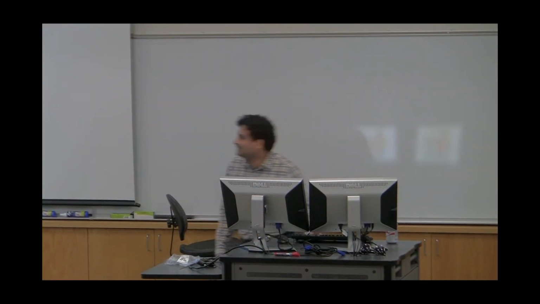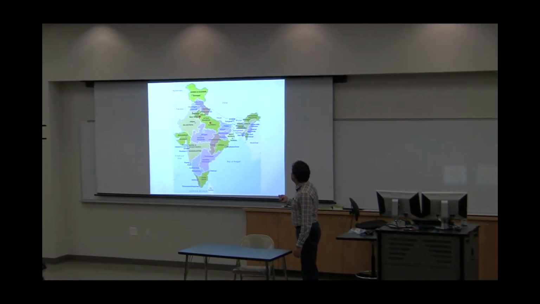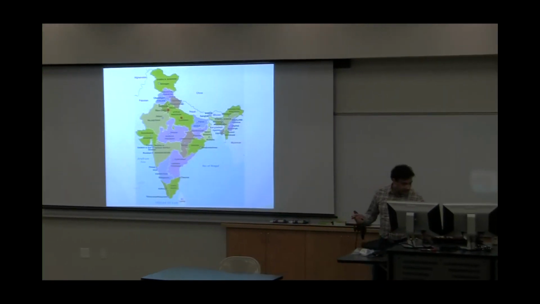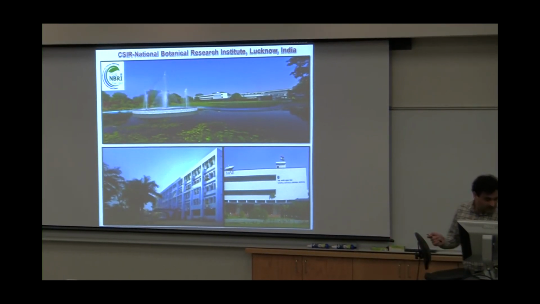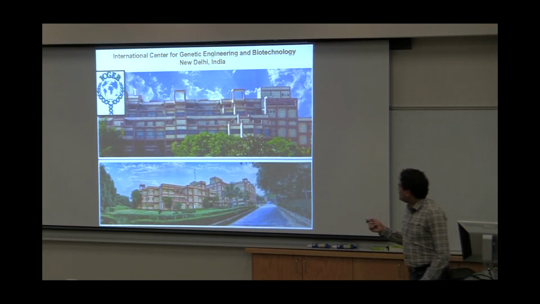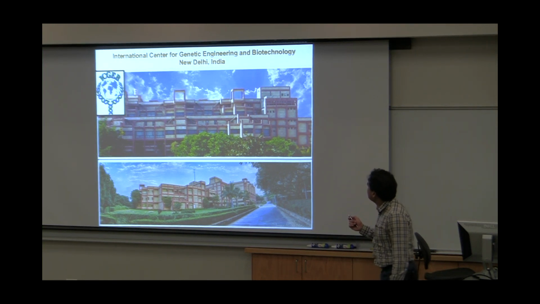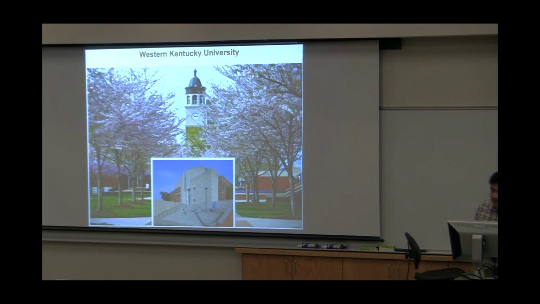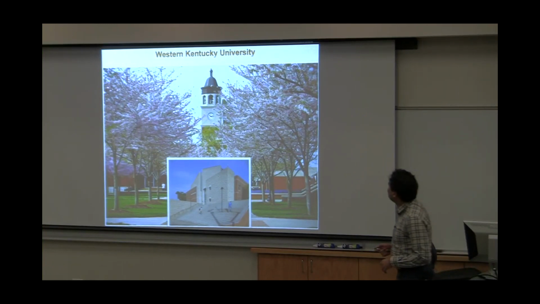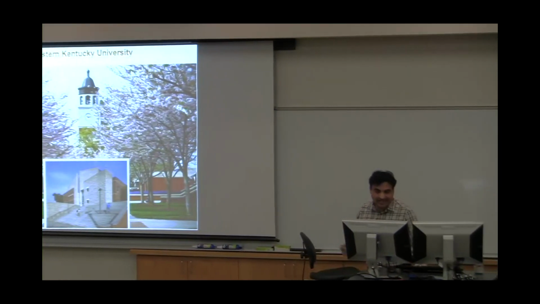Good afternoon, everybody. This is a map of India, and I came from this province called Uttar Pradesh. And this is Lucknow, where I did my PhD at CSIR National Botanical Research Institute in 2012. Then I moved for one year for my postdoc at the International Centre for Genetic Engineering and Biotechnology, New Delhi, which is a United Nations organization. Then in August 2013, I came to Western Kentucky University, one of the most beautiful campuses I have ever seen. And since then, I'm working here.